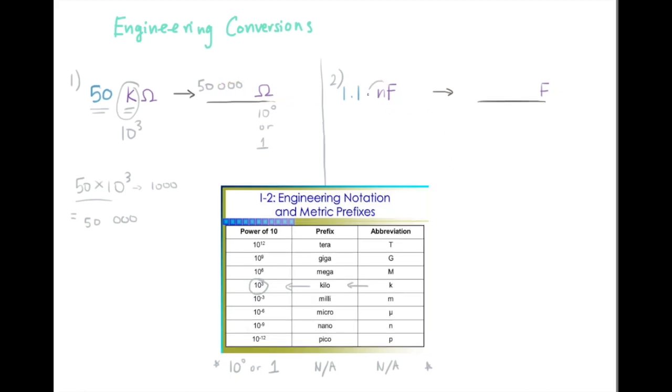So same thing, we look at the metric prefix, which is nano. It represents 10 to the power of negative 9. So we move the decimal place 9 spots to the left. 1, 2, 3, 4, 5, 6, 7, 8, 9. We can rewrite it like this, which is a lot of zeros. So 1.1 nanofarads is equal to 0.000000000011 farads.